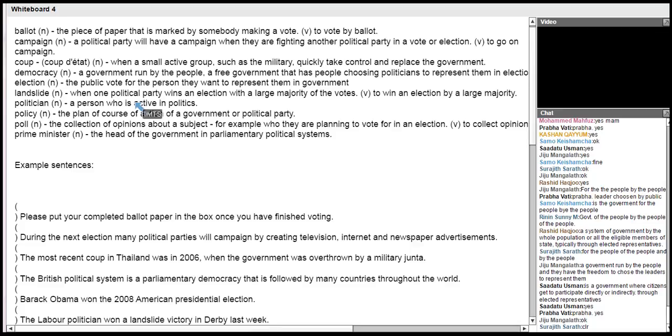Politician, a person who is active in politics. Policy, the plan of course of action of a government or political party. Now what is poll? The collection of opinion about a subject. For example, who they are planning to vote for in an election. Prime Minister is of course the head of the government in parliamentary political systems.